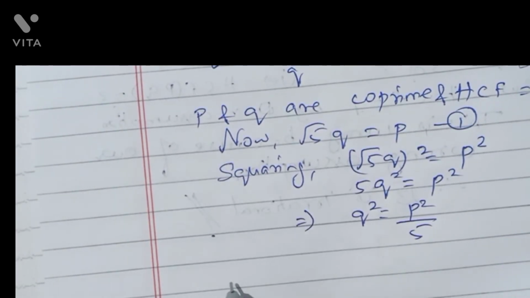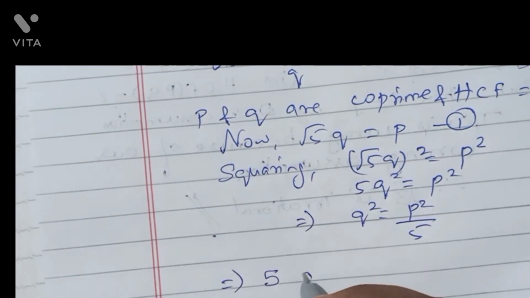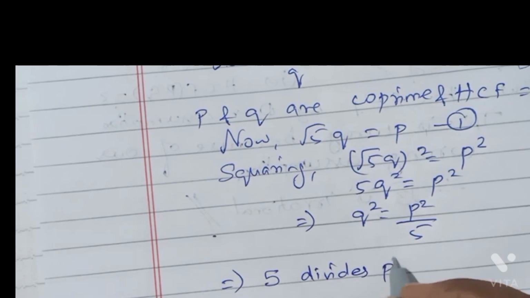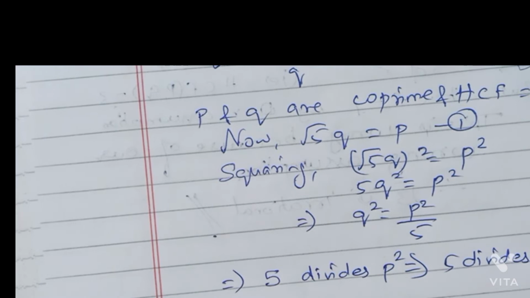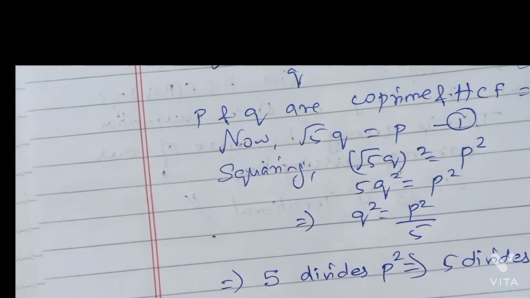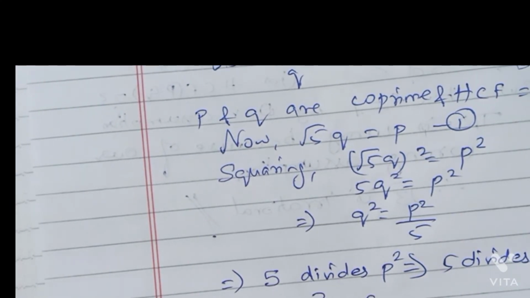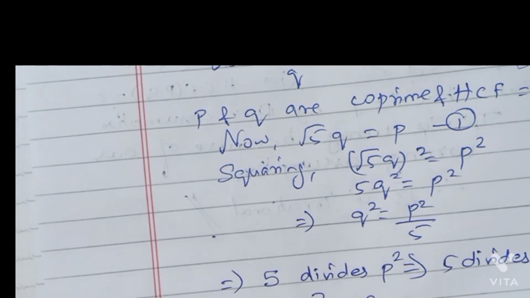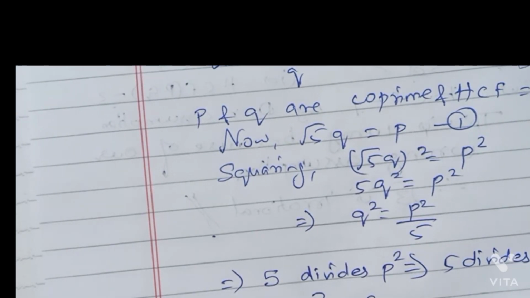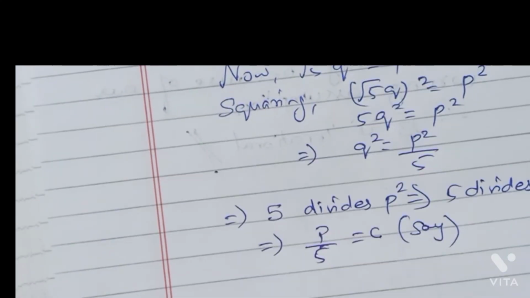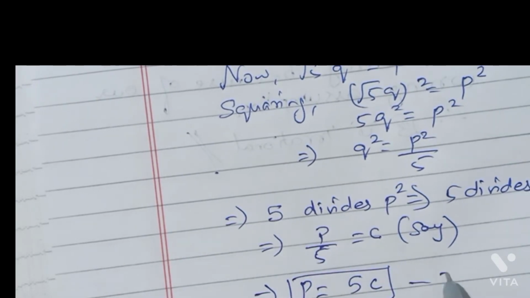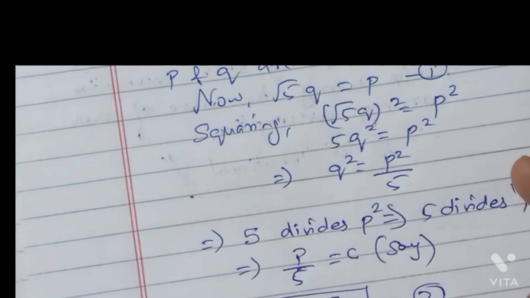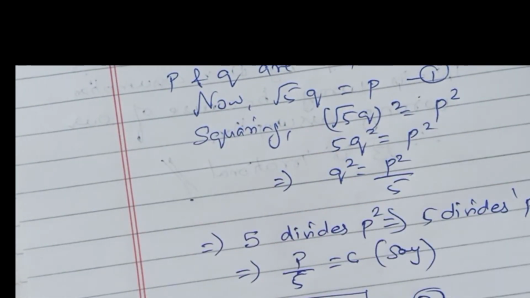So what does this imply? This implies that 5 divides p squared. 5 divides p squared means 5 divides p also. So this implies that p by 5 is equal to some c. When I divide, we will get some answer, so let us assume it as c. p by 5 is equal to c. Now this implies p is equal to 5c. Mark this as equation 2. Already this is equation 1 and this one is equation 2.